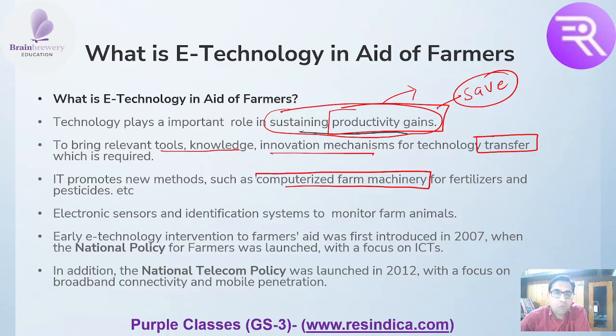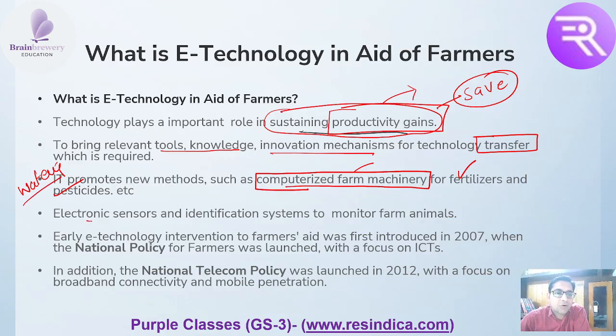That means you can make your farm totally computerized, totally machine controlled. You don't even have to go to your field. You just have to monitor from your control center, and everything related to fertilizer, pesticide, watering, you can apply directly without hand operations.